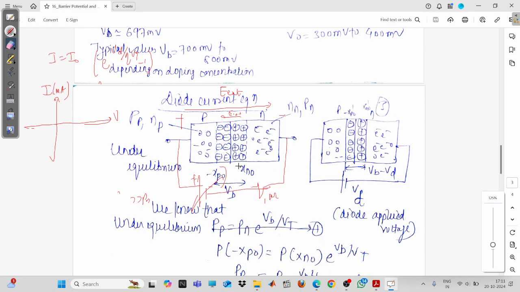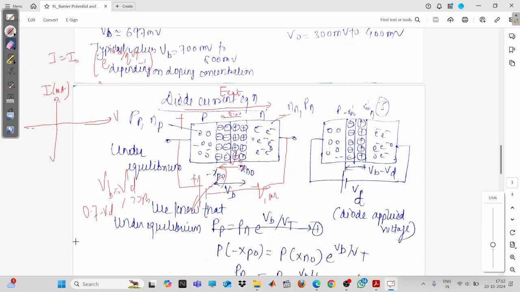You can see the barrier potential slowly and steadily changes when you are increasing the voltage to the effective voltage. Initially, when the voltage has not been applied, you are having the barrier potential, and this is VD. So when you are applying a VD, there will be a difference. The effective voltage will be VB minus VD. Suppose you have taken the silicon diode, for silicon it is 0.7 minus VD. So you have to increase the voltage VD from 0 to some value.